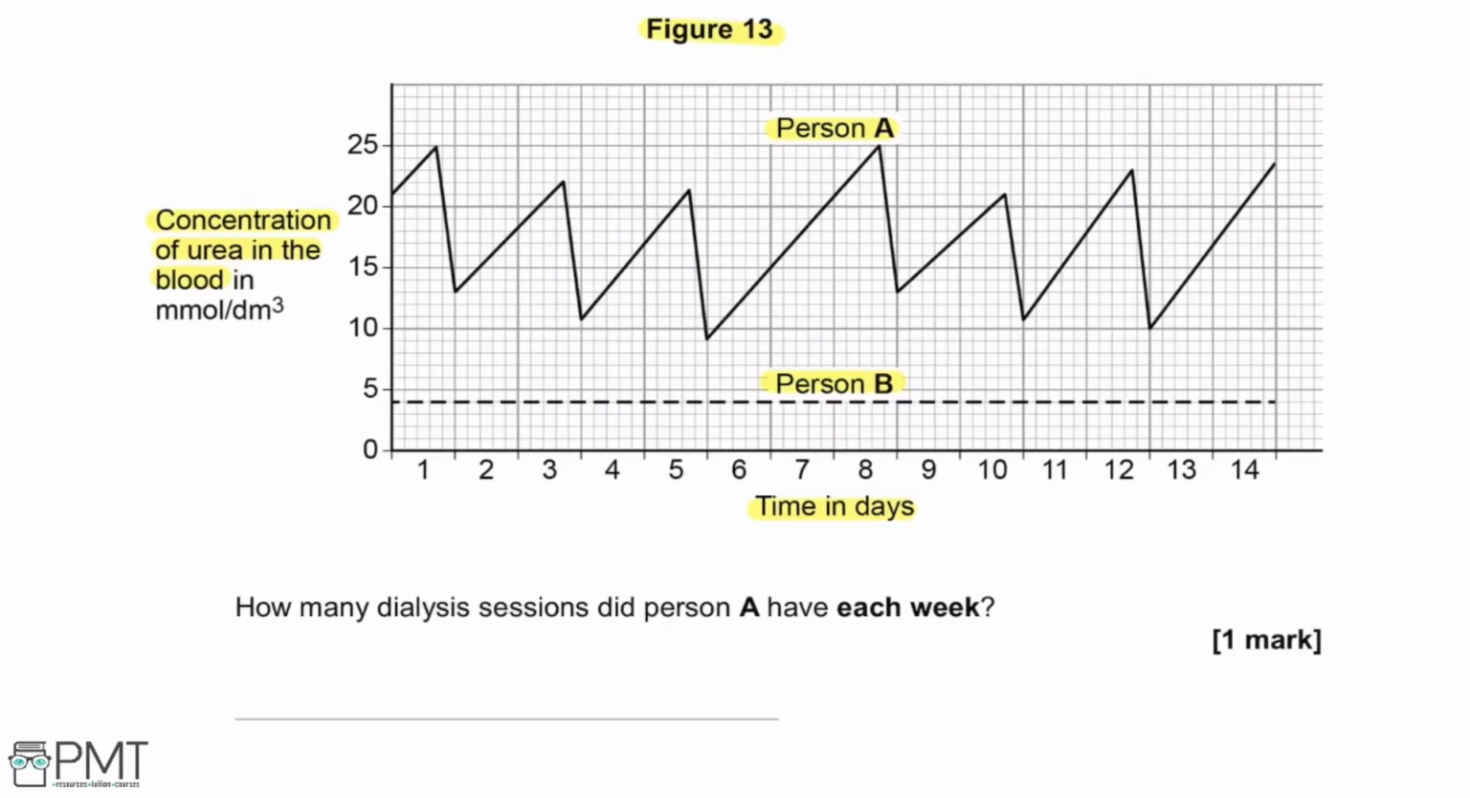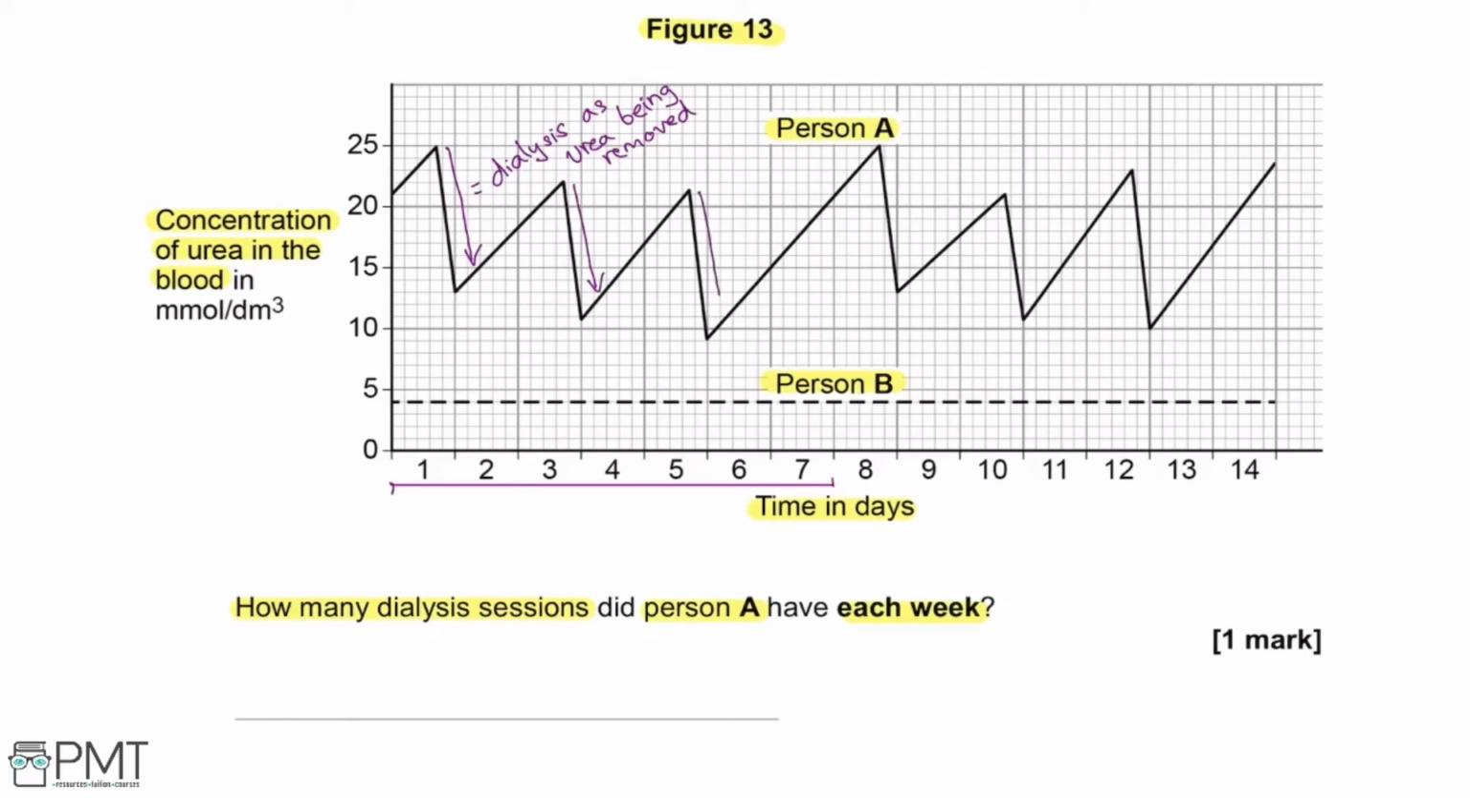The question asks, how many dialysis sessions did person A have each week, and is worth 1 mark. Okay, so we're told to look at it in a weekly perspective, which means we're concerned with each set of 7 days. When we look at the graph for person A, we can see that there are sharp rises and falls in their line that represents the concentration of urea in the blood. Each drop in the concentration of urea must mean that dialysis has occurred, because urea has moved by diffusion from the blood into the dialysis fluid. So what we need to do is count each of these drops.